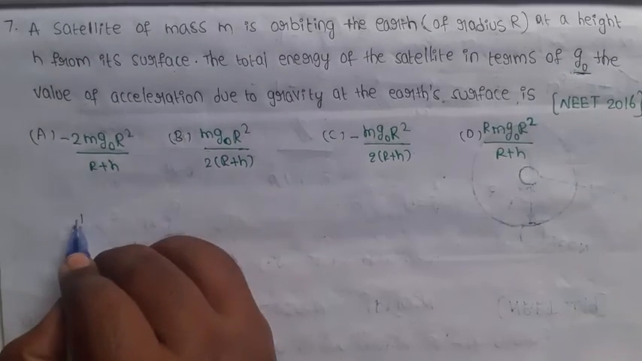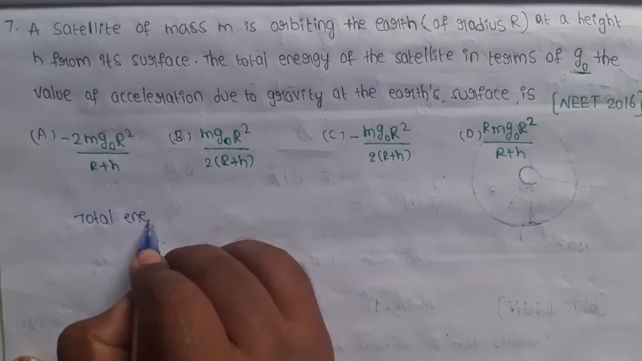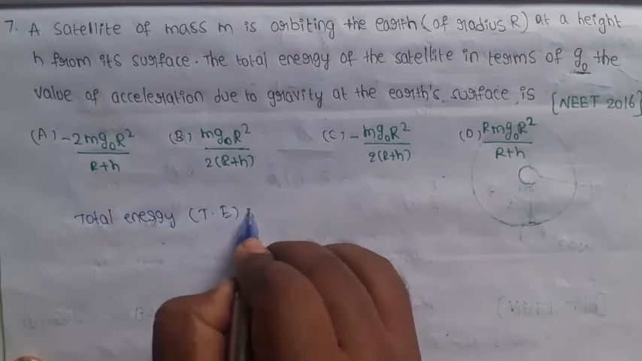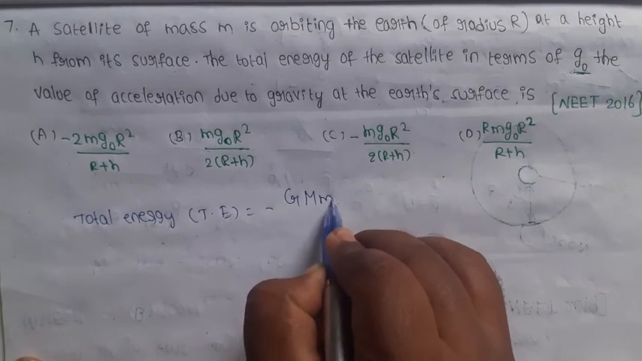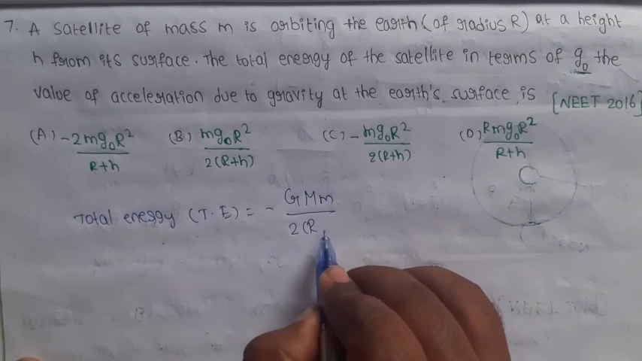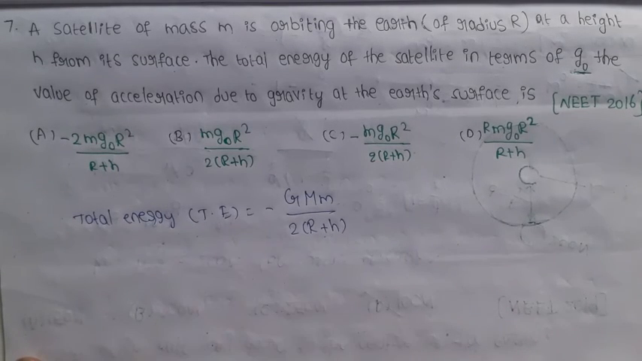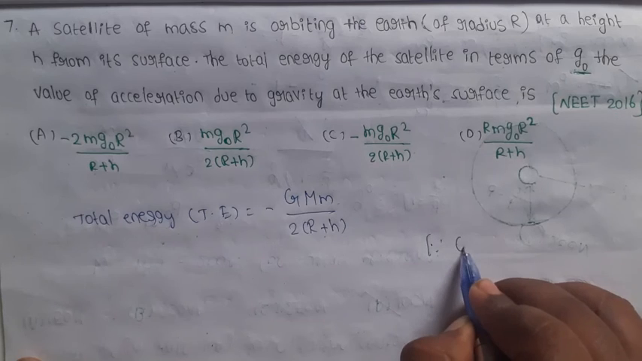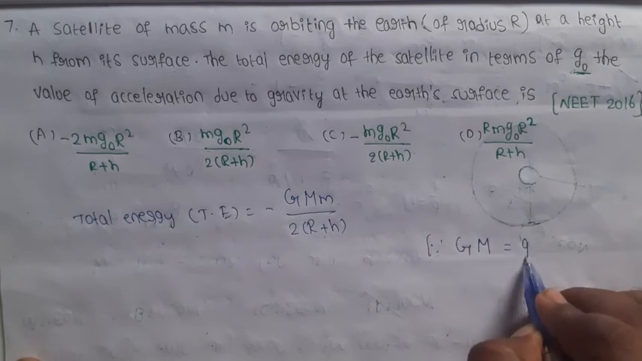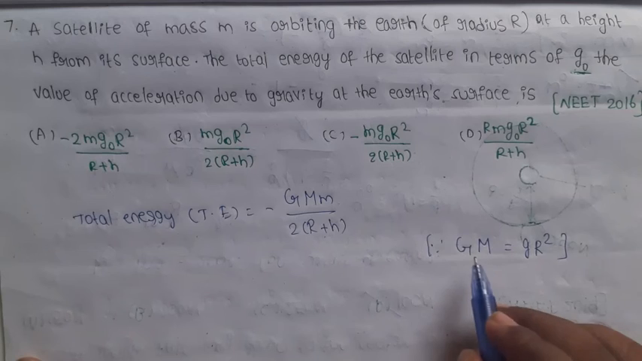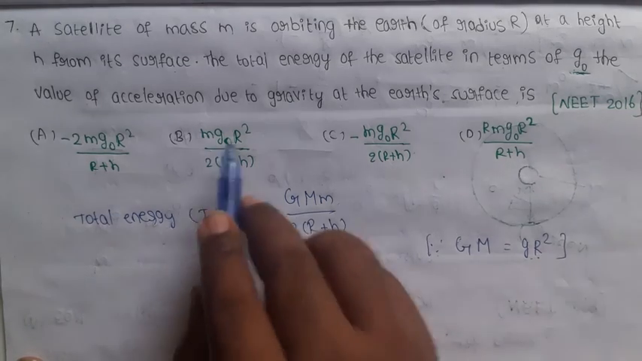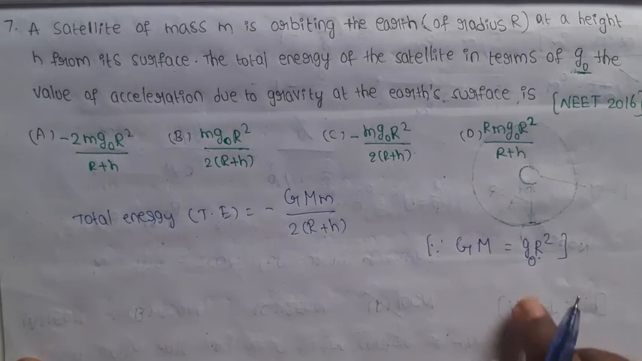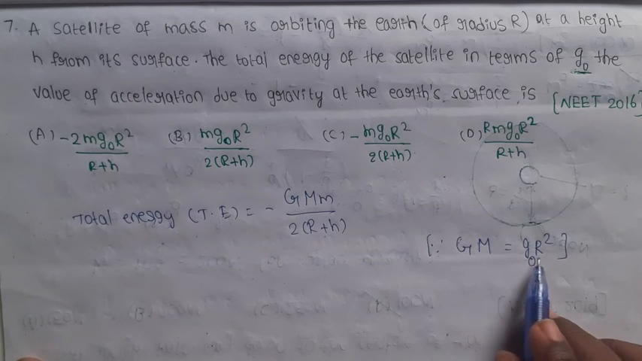So first of all, the total energy formula. The total energy formula is minus G capital M small m by 2 into R plus h. This is the total energy formula. We already know the relation capital G capital M equals g R square. In case of capital G into capital M, we can write g into R square. Here acceleration due to gravity is g naught, so I am writing g naught into R square.